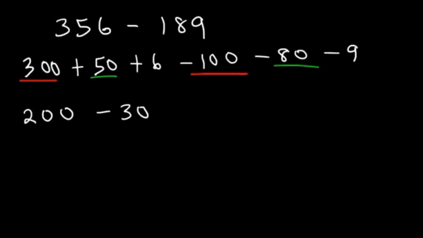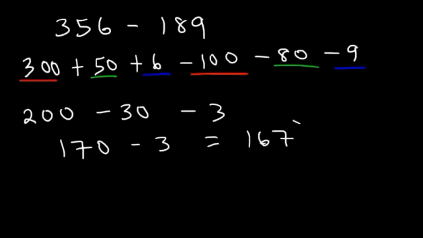And then we have 6 minus 9, which is negative 3. Now, 200 minus 30, that is equal to 170. And 170 minus 3, that's going to be 167. And so that should be the final answer. Now you can confirm it by subtracting these numbers by hand.